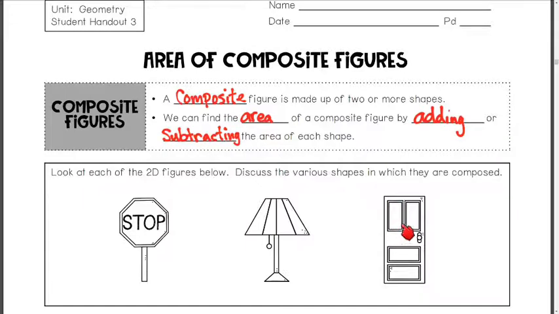If these were like windows that were cut out, I could find the area of the big rectangle and subtract each area of the windows to find the total area of the door minus the windows.